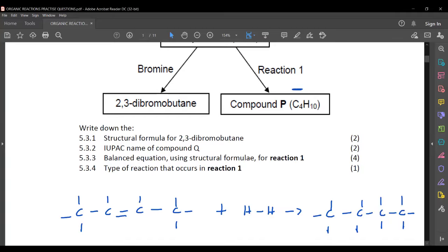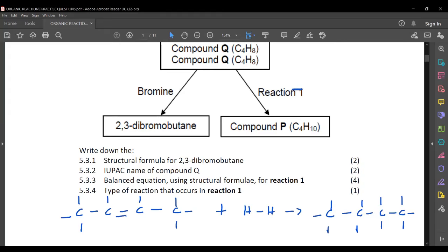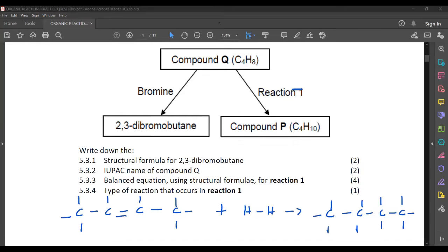Hydrogenation, like this, right? So you can see for yourself. There you are. You can draw that one there. That becomes your 4 marks. Structural formula. Don't forget to put the H's, family. Don't forget to put the H's. From but-2-ene into butane. 5.33. There. 5.34. Type of reaction that occurs in reaction 1.